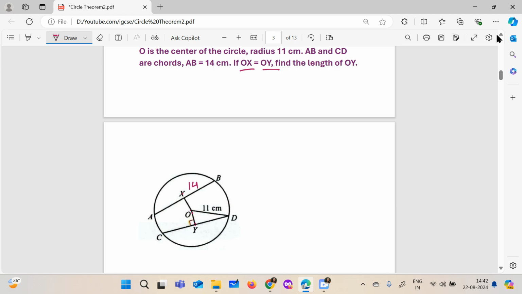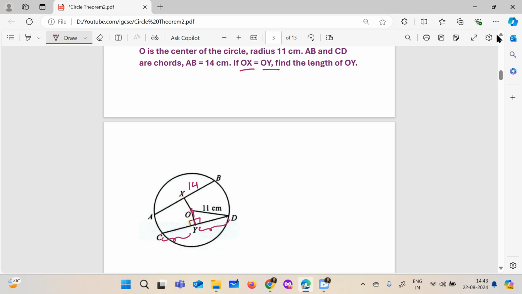How can we do that? See, OY is this length, right? You can see here this marking shows that this is the perpendicular length, so that makes it a right triangle. In this right triangle, you have this one as 11 centimeter. Since this is a perpendicular line, this perpendicular line divides CD into two equal parts, right? CY equals half of CD, correct?